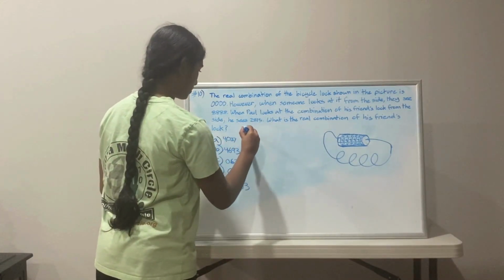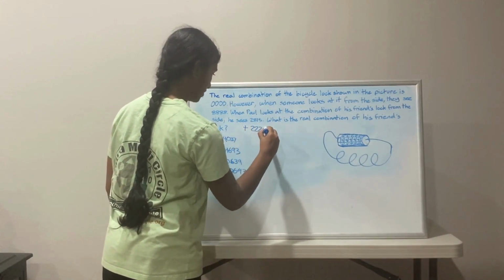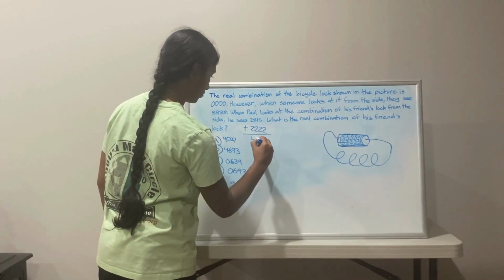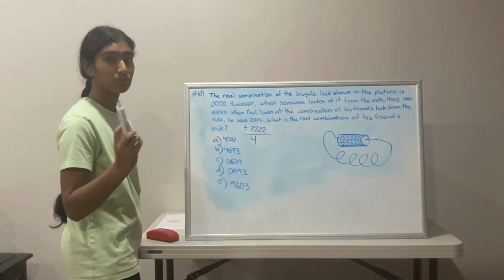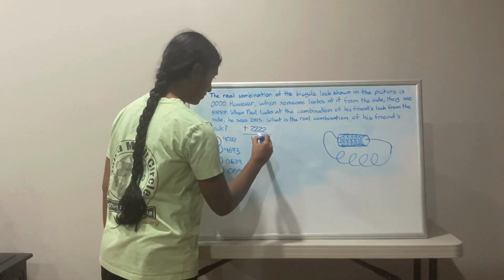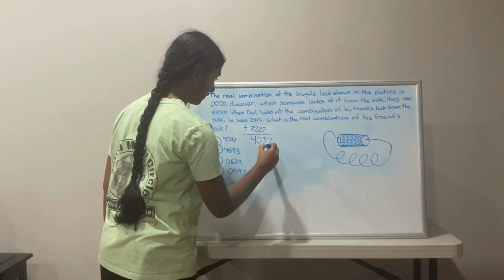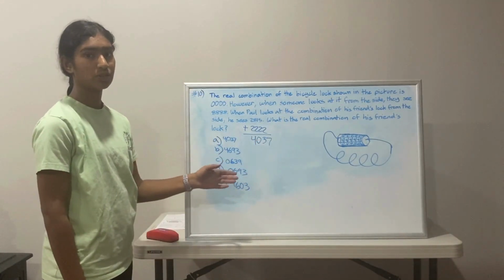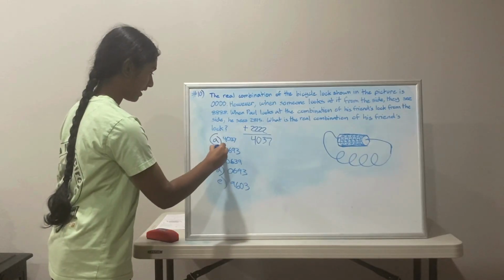So let's try that trick on this. We add 2 to every digit, and we end up with 4, and then 8 plus 2 is 10, but we're going to reset. So 0, and then 3, 7. So our answer is 4037, which is A.